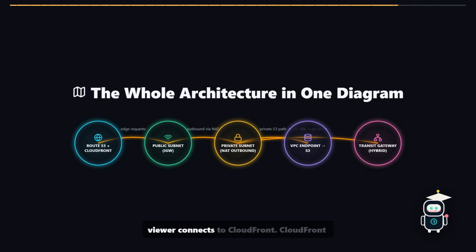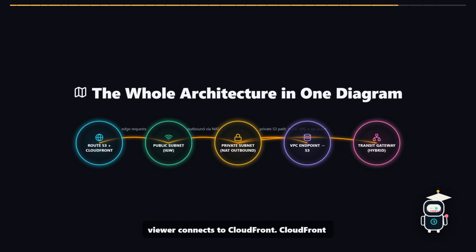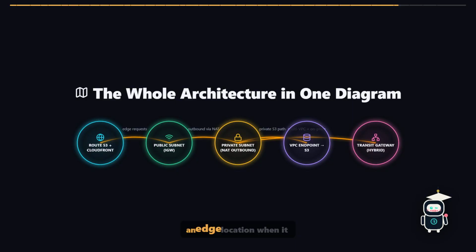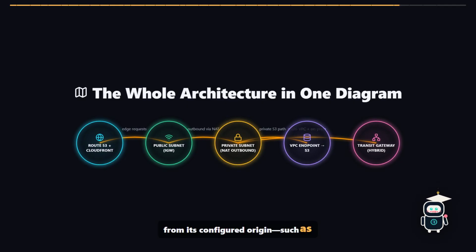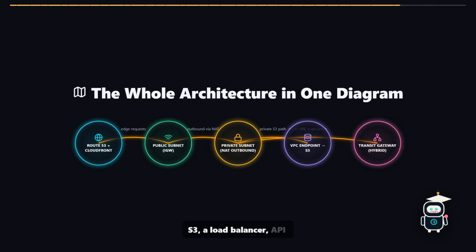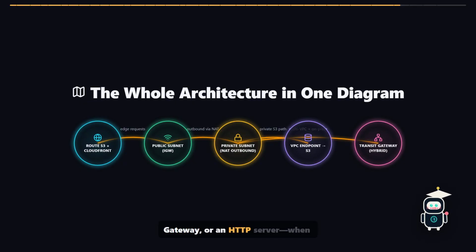A viewer connects to CloudFront. CloudFront serves a cached response from an edge location when it can, or retrieves the content from its configured origin, such as S3, a load balancer, API Gateway, or an HTTP server when it needs to.